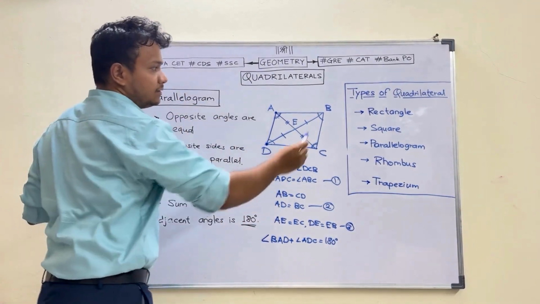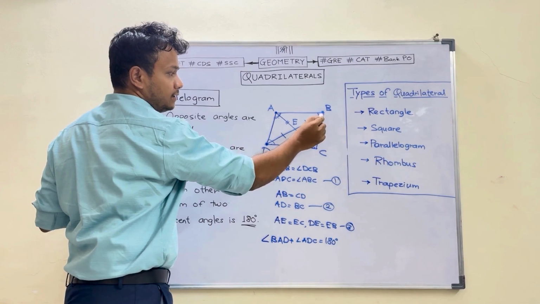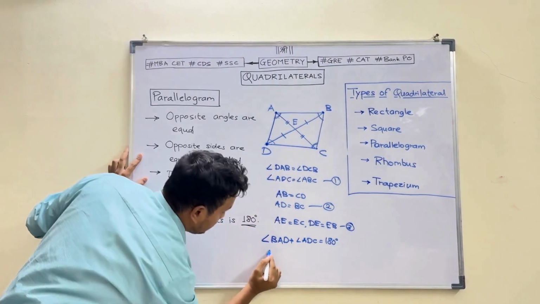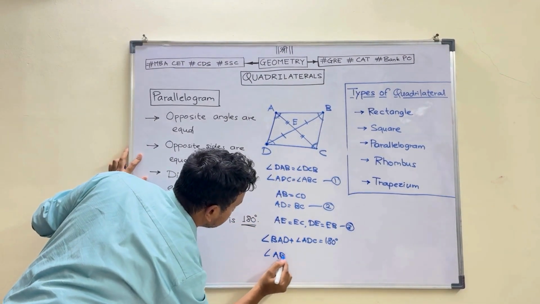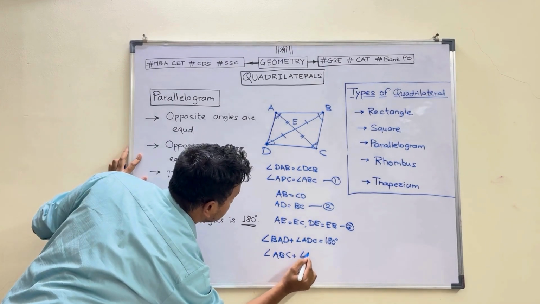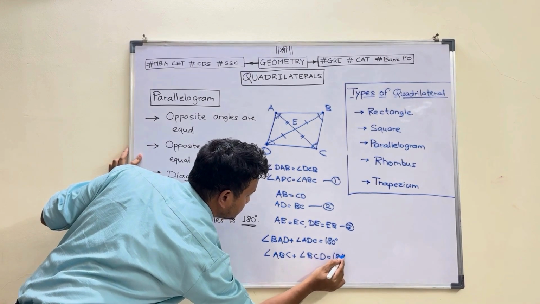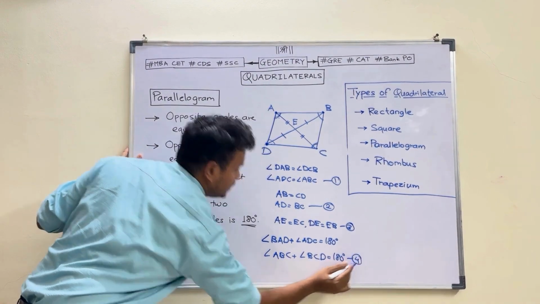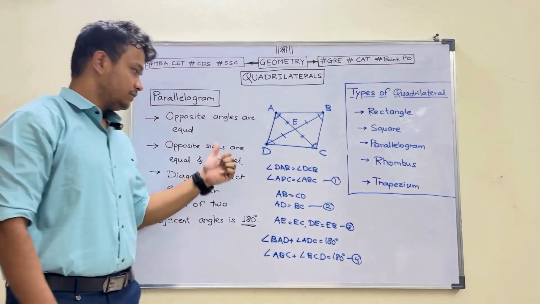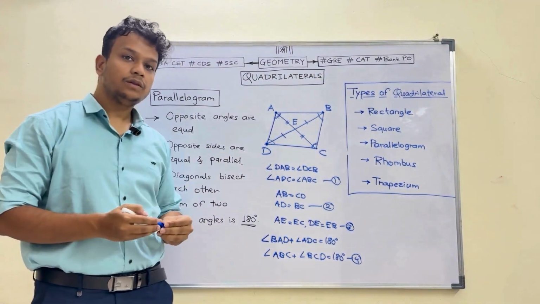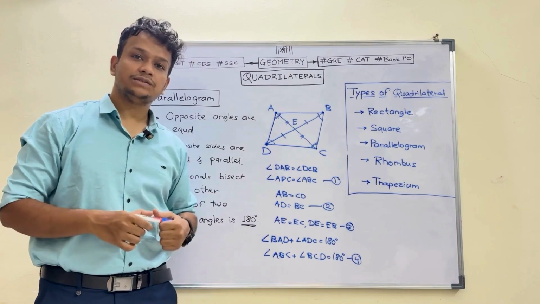And the same goes with another pair of adjacent angles, this angle and this angle, correct? So angle ABC plus angle BCD should be 180 degrees. This is my fourth property. So these are the four properties of a parallelogram. Now we'll move to the next quadrilateral, which is the rhombus.